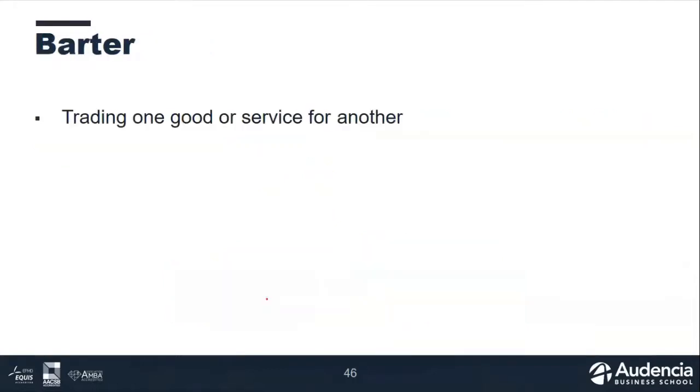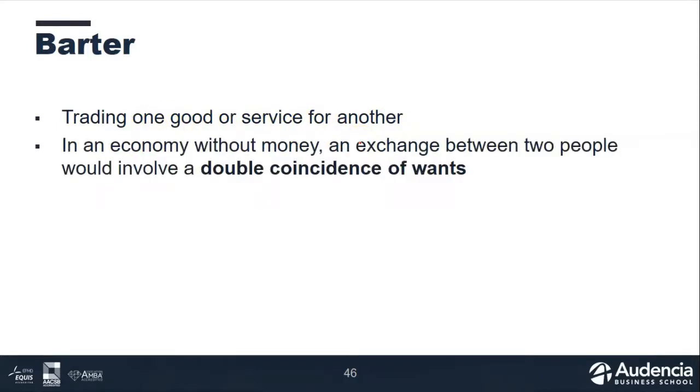So barter is basically trading one good or service for another, and I'm sure you've all seen this or even maybe partaken in barter. In an economy without money, an exchange between two people would involve a double coincidence of wants. And so this is getting back to what we were saying. We have one person over here and they say, I want, let's say, a box of goods and services. And they have, I don't know, something to give, maybe a container of oil.